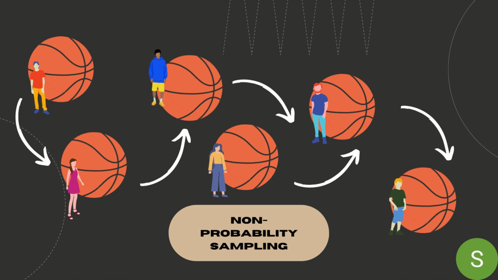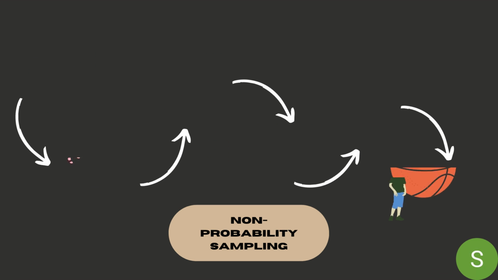Another form of sampling is non-probability. An example of this would be when you enjoy playing a sport so much that you tell one person about it, who tells another person, and it continues until all your friends are now playing that same sport.